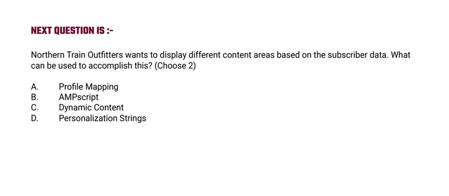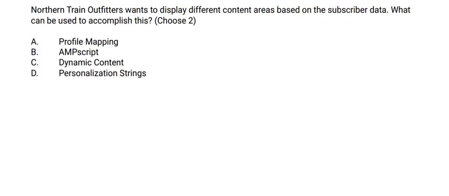Next question is, Northern Trail Outfitters wants to display different content areas based on the subscriber data. What can be used to accomplish this? Choose two options, and the options are: option A, profile mapping; option B, AMP script; option C, dynamic content; and option D, personalization strings. The correct option is option C and D.